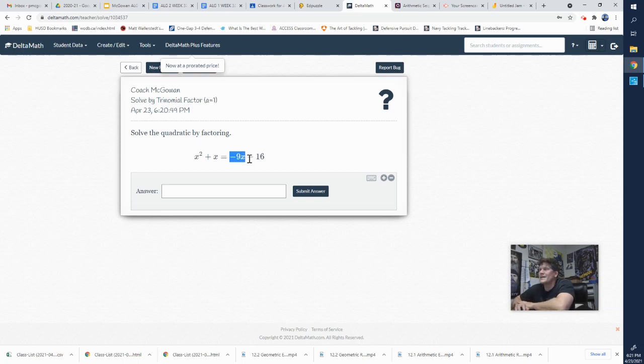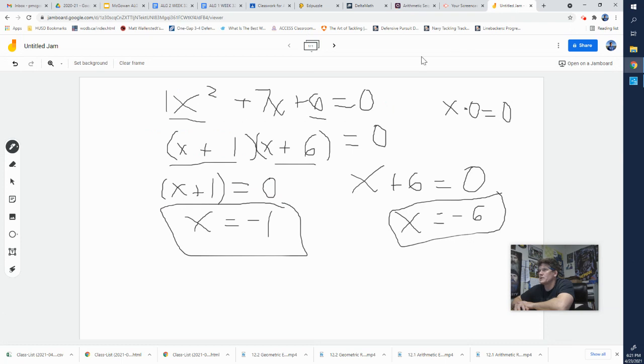So we're going to move this negative 9x by doing the opposite, by adding it. We're going to move this negative 16 by doing the opposite, by adding it. So x squared plus 9x becomes 10x. 0 plus 16 becomes 16. So I have x squared plus 10x plus 16.